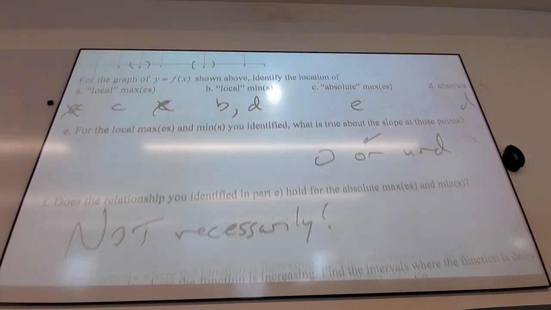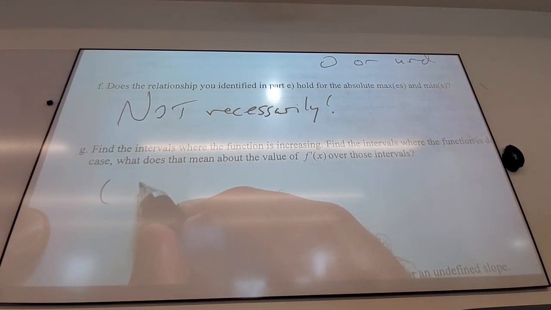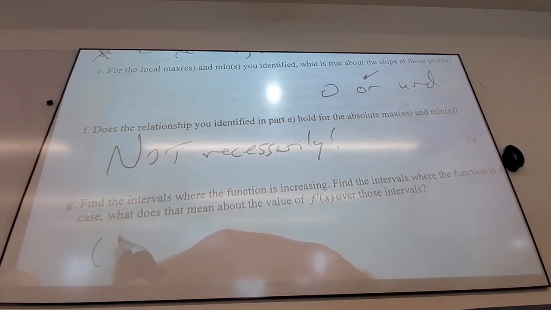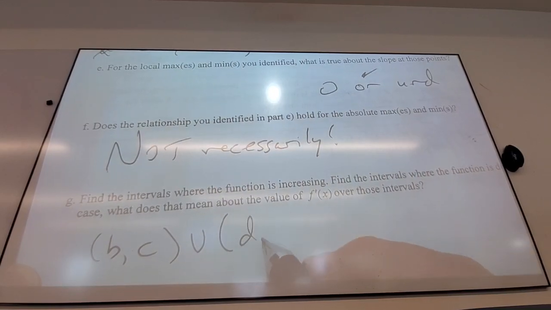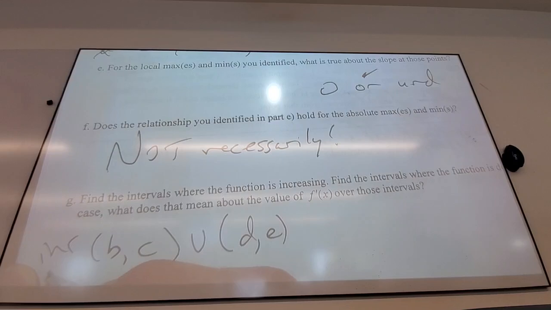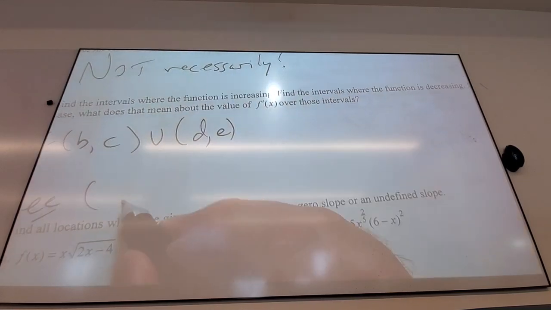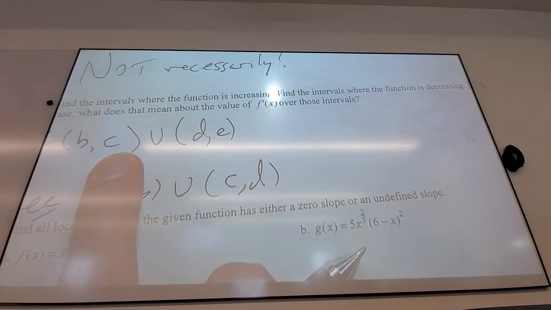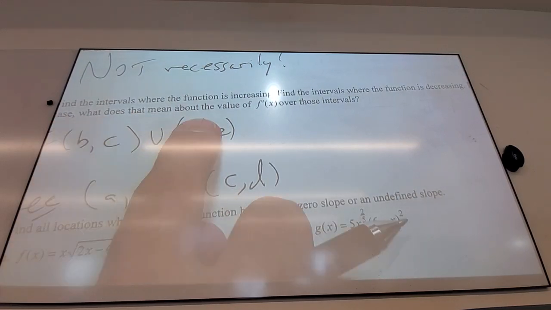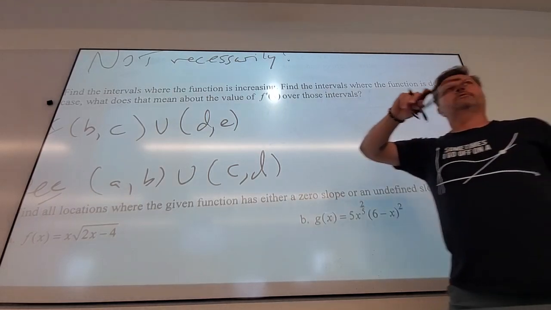Okay. What are the intervals where the function is increasing? Yeah, B to C, D to E. Where is it decreasing? A to B. C to D. See how it kind of filled in what was missing? See how together they fill everything in? Yes? Maybe? No? Do you see? Can you?